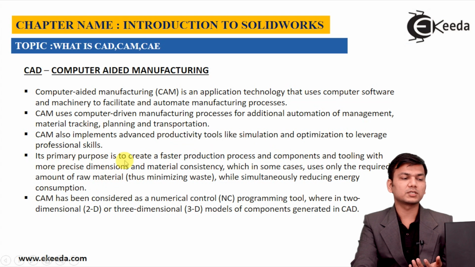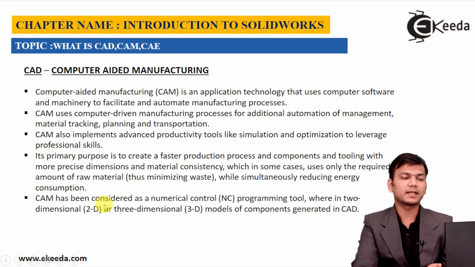Its primary purpose is to create a faster production process and components and tooling, more precise dimensions, material consistency, which in some cases uses only the required amount of raw material, thus minimizing the waste. That means we can see in the computer only what amount of material will be required and how the waste can be made less, while simultaneously reducing the energy consumption of the machining.